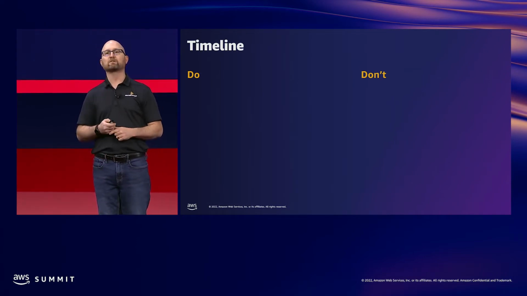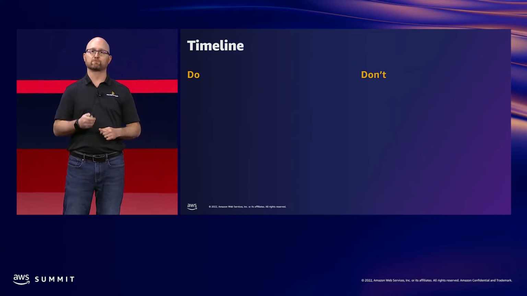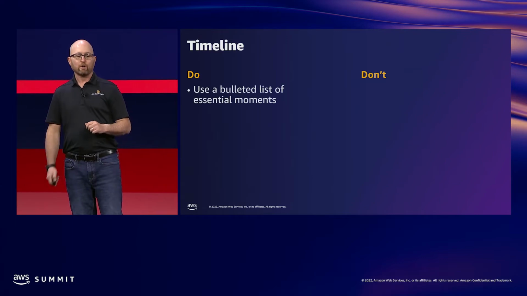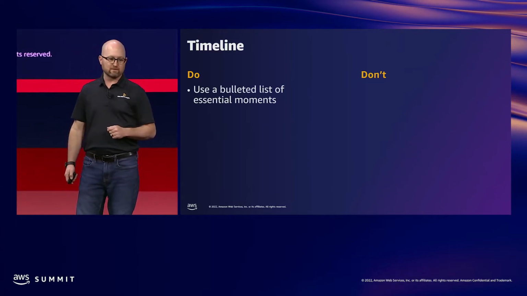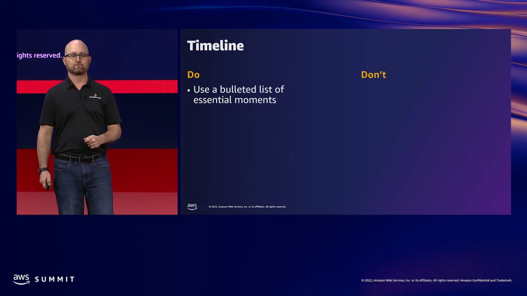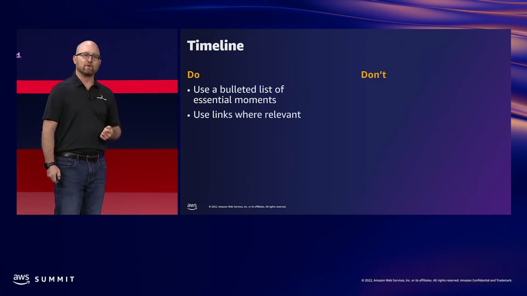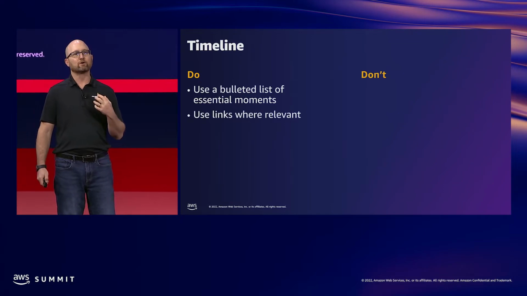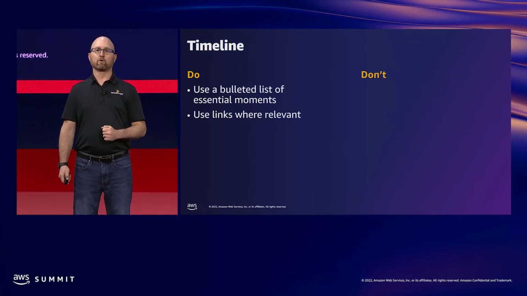So as we go through our timeline, we're going to talk through some do's and don'ts. We do want to use a bulleted list, right? All the essential moments we're going to capture in a bulleted list. We want to use links where they're relevant so that we understand how to get to the raw data.